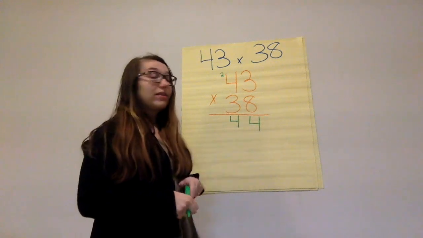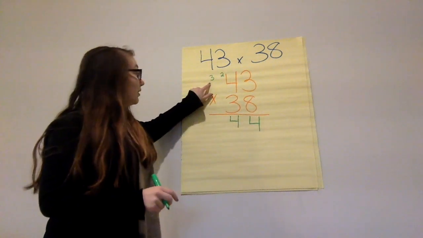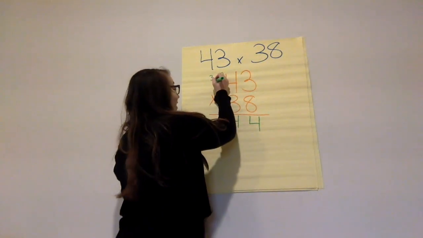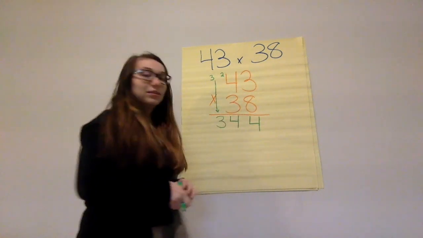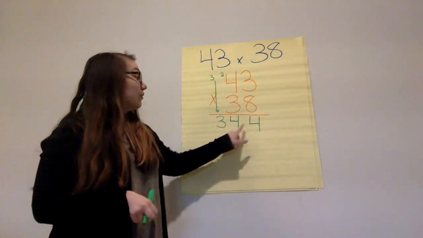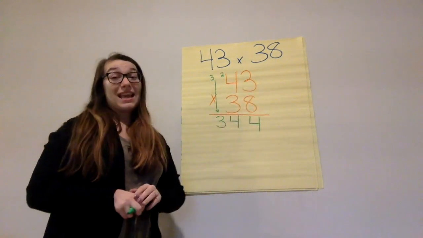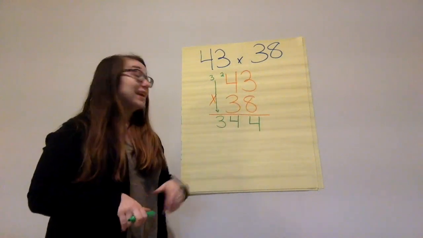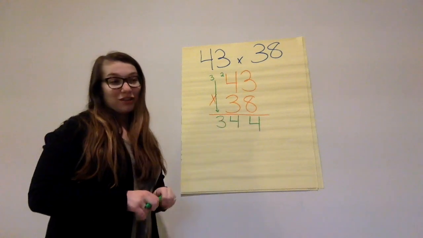So 4 in that 10 spot. We're going to carry our 3 over here. We don't have 100, so thankfully we just get to bring it down. All right, so 344. That is 43 times 8. So we have only done 43 times 8. We still have a whole other number to look at, okay?